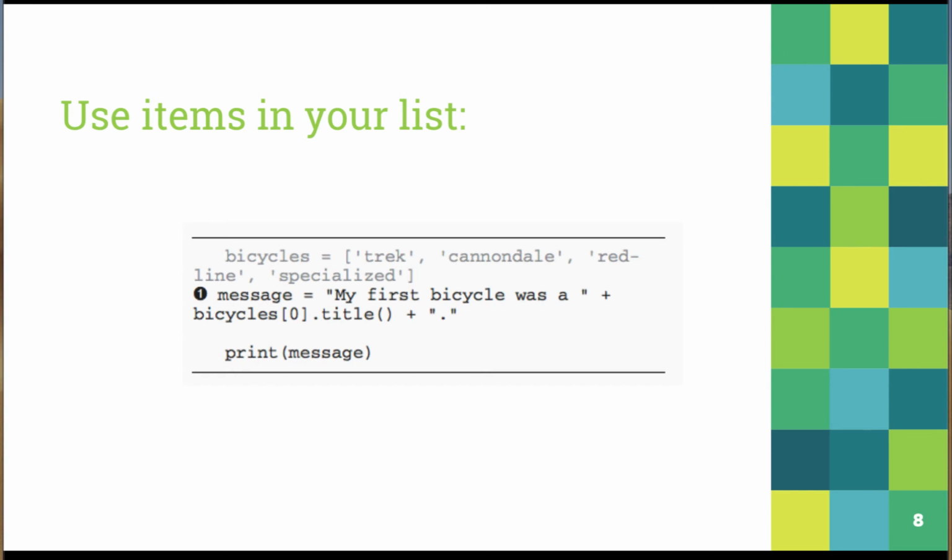How many characters would you need to change to get it to say, my first bicycle was a Specialized? All you have to do is change that 0 to 3. So bicycles index 3 is Specialized. You could also use bicycles index -1. That's also Specialized. So just a little change makes a big difference.